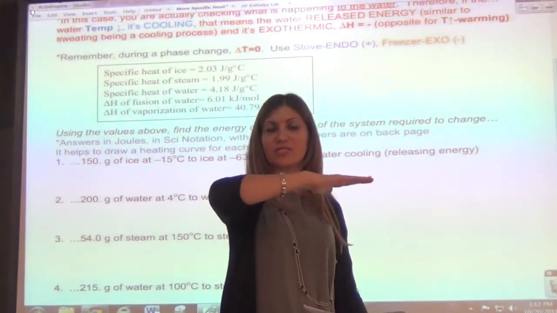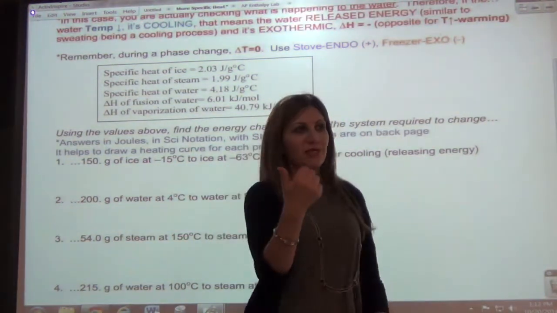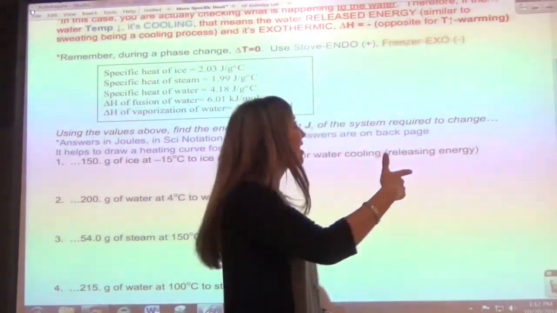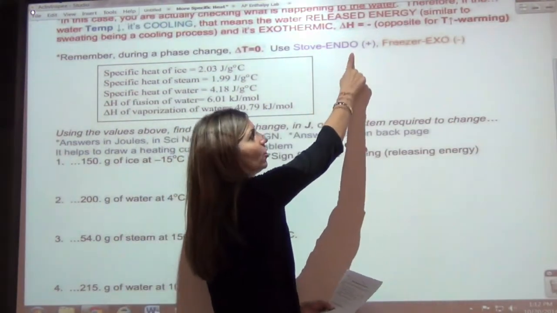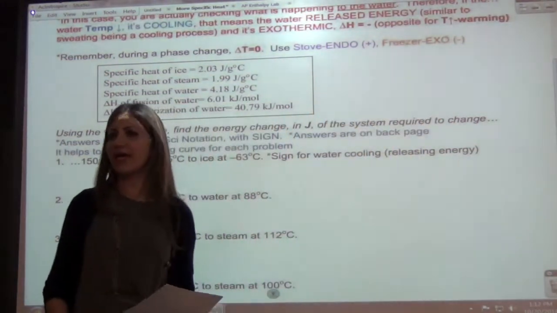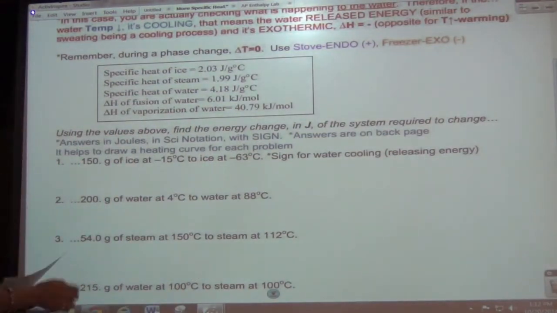During a phase change, it's different. What you're going to do is think freezer or stove. That's the best way to do this. If a stove would help you, it's endo. If you use a freezer, it's exo, okay? That's how I've always remembered those phase changes. That makes it a lot easier to get your sign right.